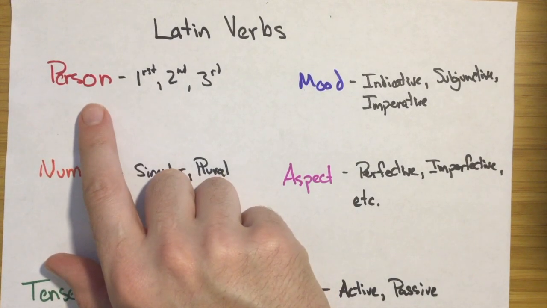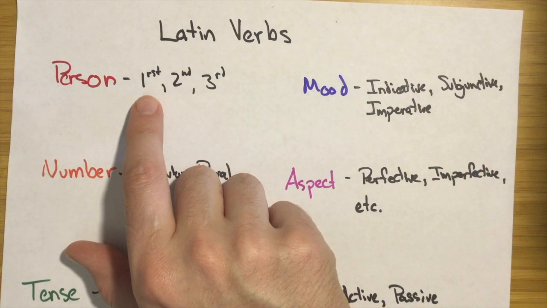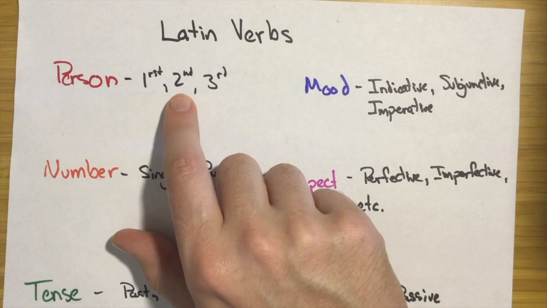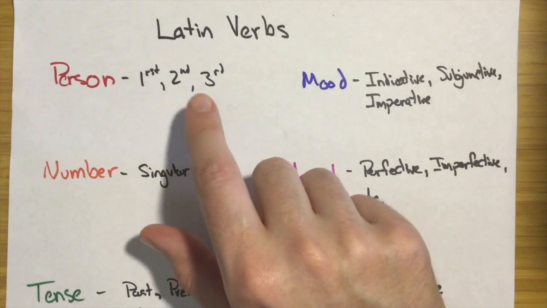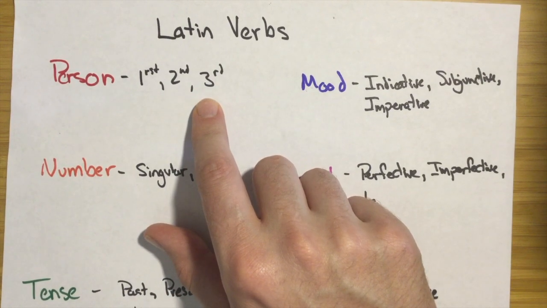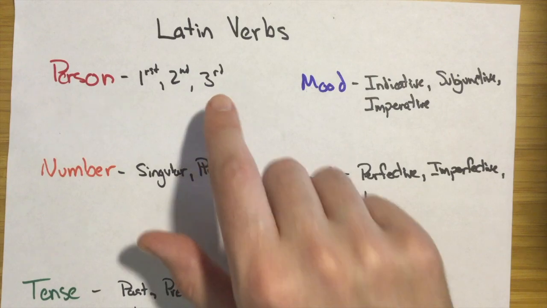Person means the degree to which the speaker is involved or the listener is involved in the verb. So if the subject of the verb is I or we, it's first person because that includes the speaker. So if I were to say, I run, run would be a first person verb because its subject includes the speaker. If it includes the listener, it's a second person verb. So if I say you run, run would be a second person verb. And third person verbs include neither. So he, she, it, or they in English, and those would all be third person verbs.